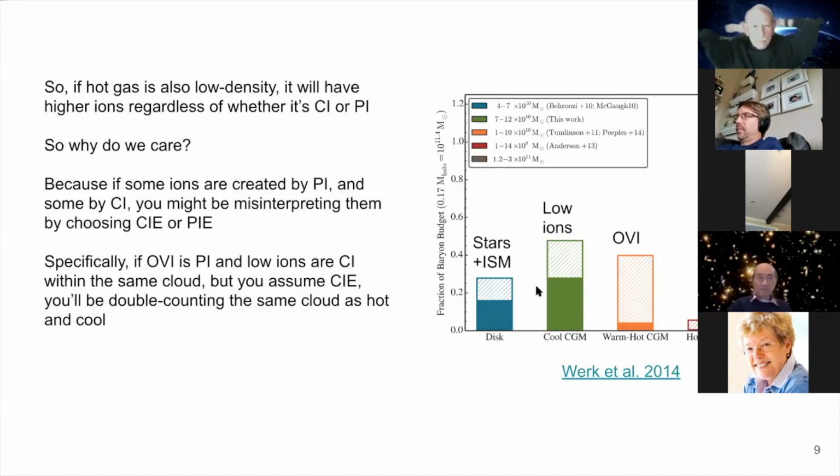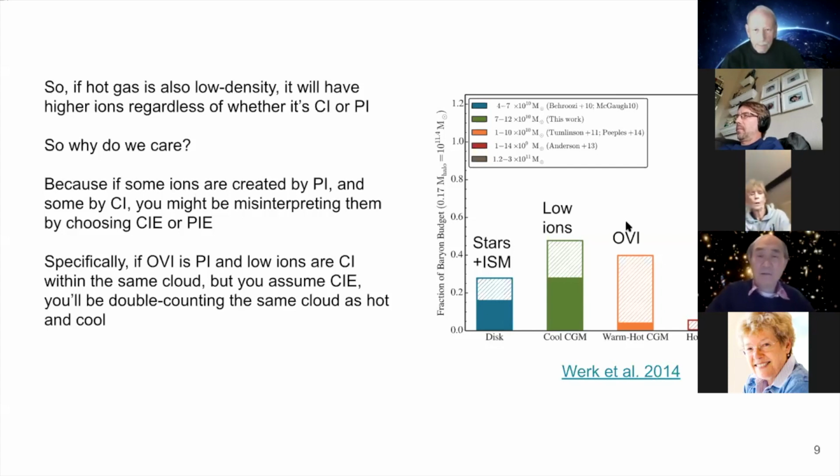And so here's an example of counting these things. This is in Werk 2014, where the authors basically took the amount of gas, the solid boxes being the minimum amount of gas in that state, the hashed lines being the maximum, and then they add together the cool phase that's in stars and ISM, the cool low ion traced phase, the warm hot oxygen 6 traced phase, and the really hot X-ray traced phase. You add all those together and you get somewhere between 50% and more than enough baryons inside the CGM.